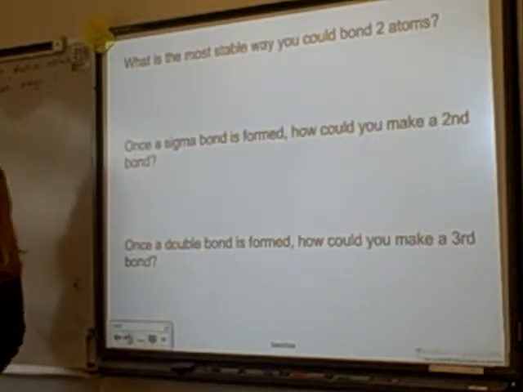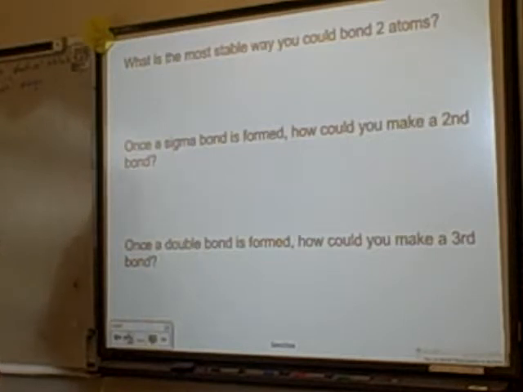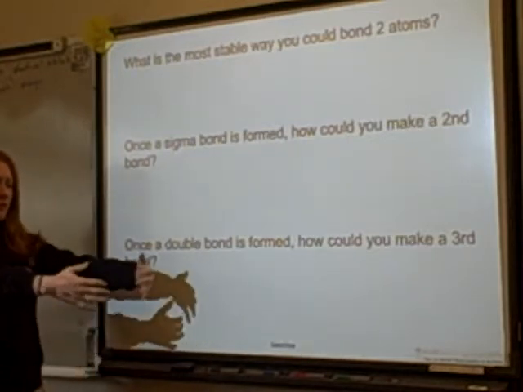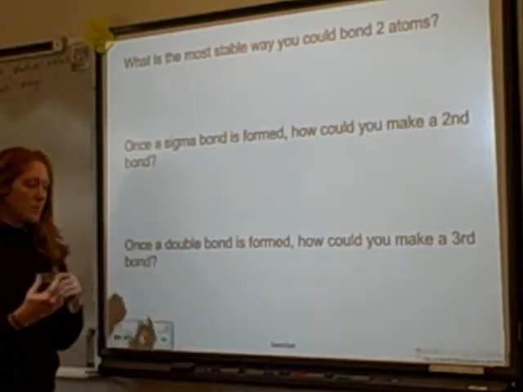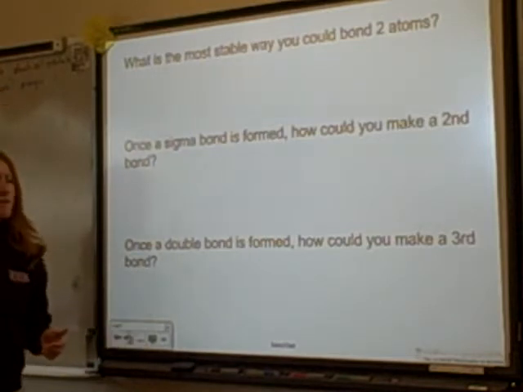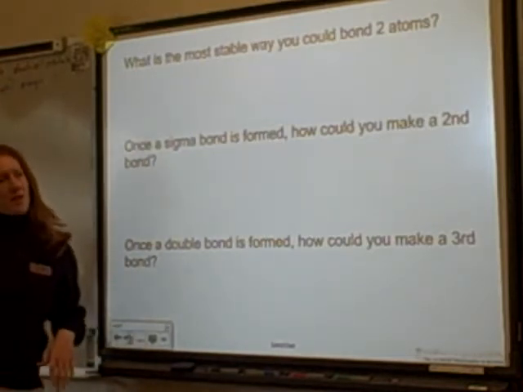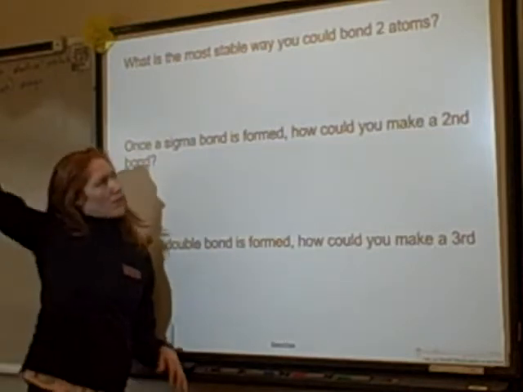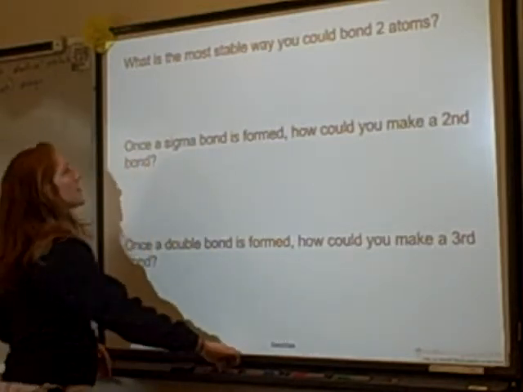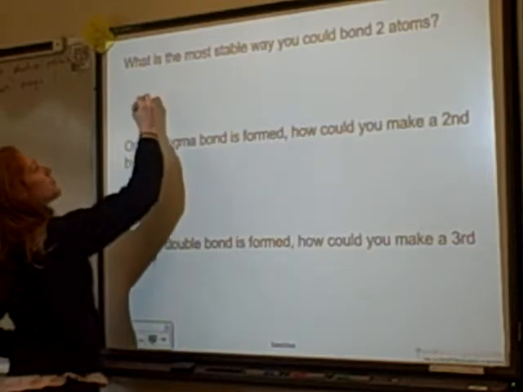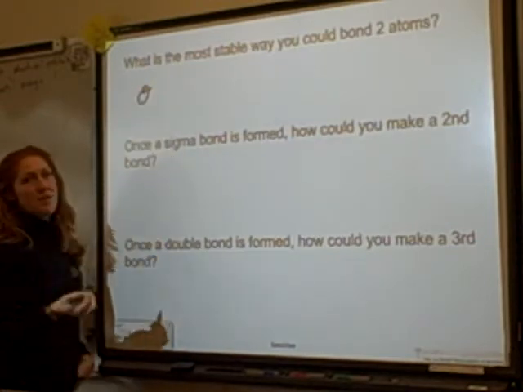So the question would be, which one would be more stable, a pi bond or a sigma bond? And it makes sense that you're going to be able to have more overlap directly in between two atoms than indirectly. I would never hold hands with somebody like that. That's bizarre. I wouldn't go over, I would go straight to that person. So the sigma bond is going to be the more stable bond, and it's because it's the direct overlap.